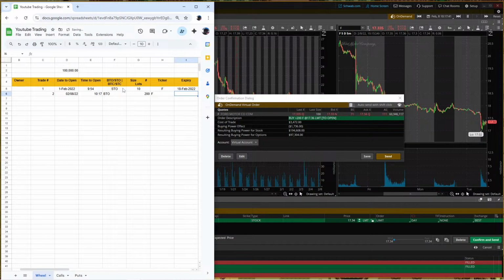200 shares. Ford. Expiration, null. Strike, it's going to be 17.34. It's going to be stock. The opening premium, we're going to be paying $34.72.